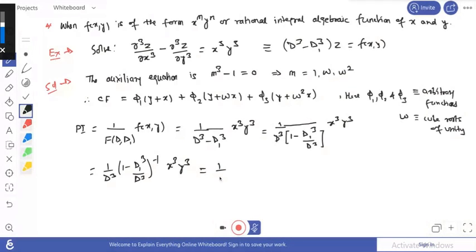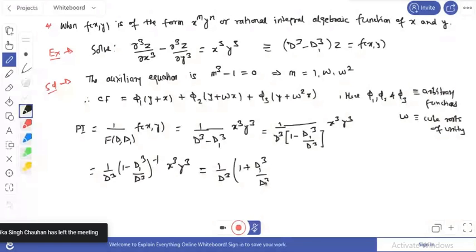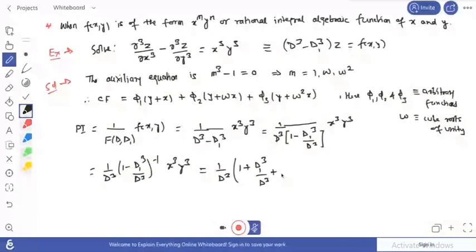So this equals 1 upon D cube times the expansion: 1 plus D1 cube over D cube, plus the square term over factorial 2, and so on. Here the highest power of y is 3, and for D1 any higher power than that is of no use, since those terms all become 0. So there is no sense in taking higher-order terms. So this becomes x cube y cube.